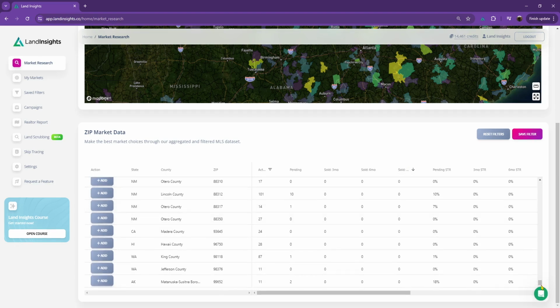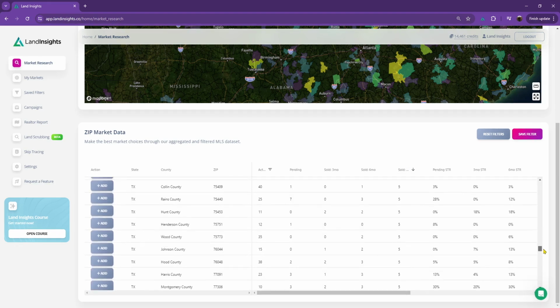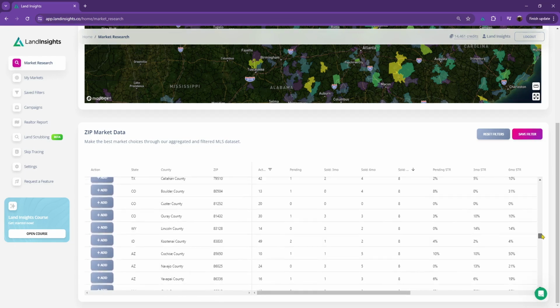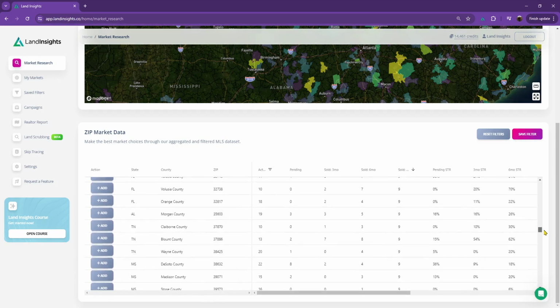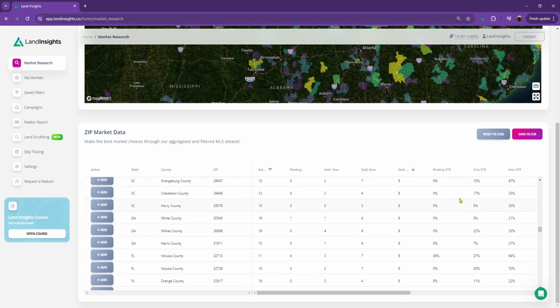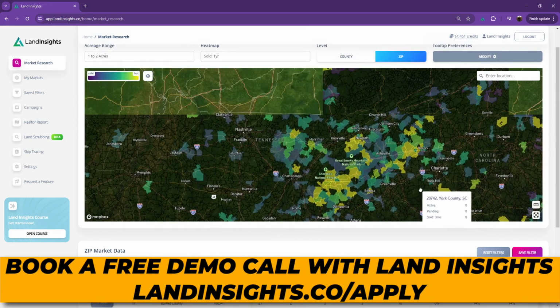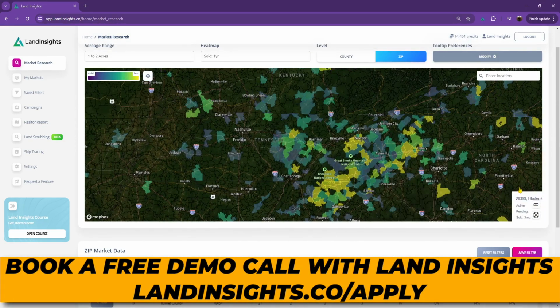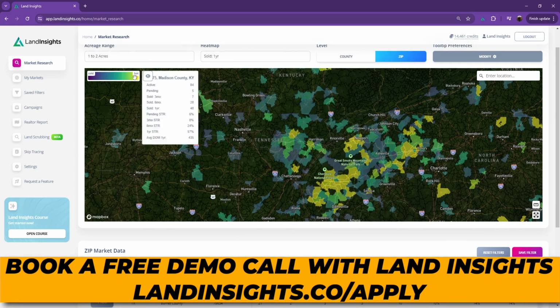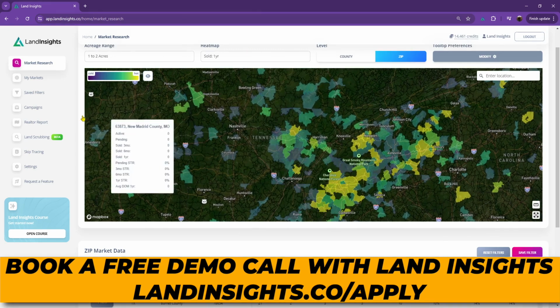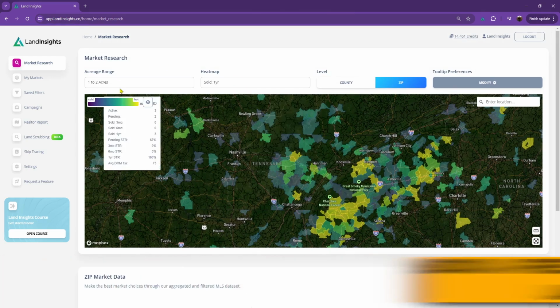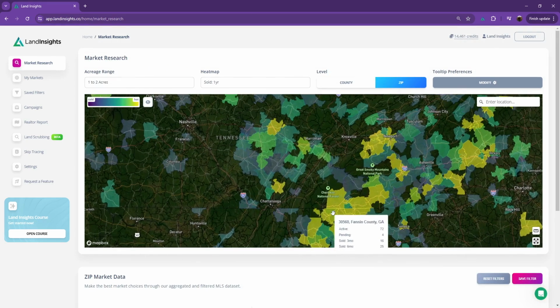I'm actually going to remove all of these counties that have 0 comps in the past year. I might even go so far as to remove anything that's got less than 10. And that's only going to continue to refine our search. From here, we're looking at those areas that have a ton of comps in the acreage range we're looking for.